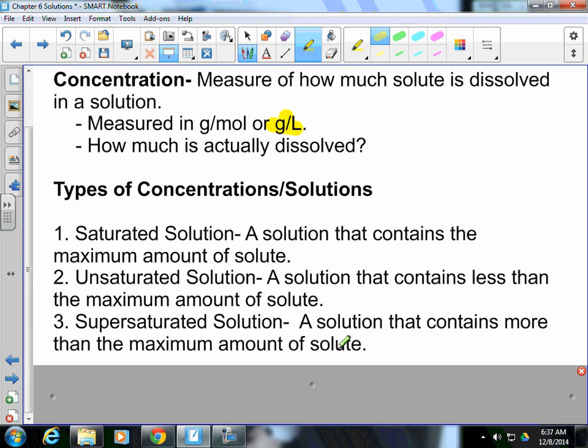All right. So saturated, unsaturated, supersaturated. Saturated holds the maximum amount. Unsaturated holds less than the maximum amount. And supersaturated is a solution that contains more than the maximum amount. You can kind of compare these to Goldilocks and the Three Bears. Saturated's just right, unsaturated's too little, and supersaturated's too much.